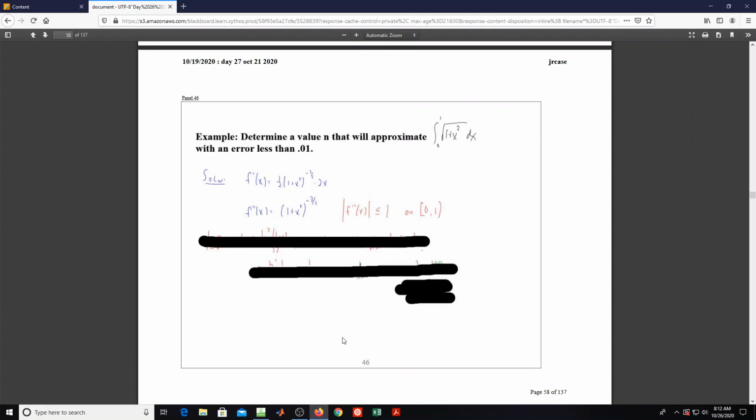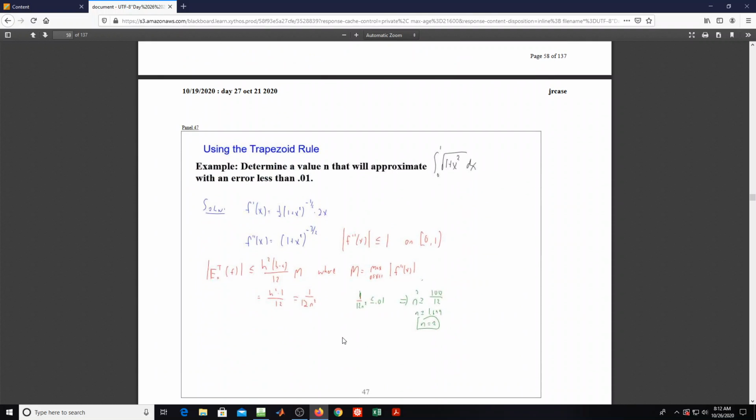What's going to be the length of each of my subintervals? Well, I have to figure that out. So the error of length n for the trapezoidal rule T_n of x is going to be less than or equal to h squared times (b minus a) over 12 times M, where M is this maximum. So in other words, this is going to be less than or equal to h squared times (1 minus 0) over 12.